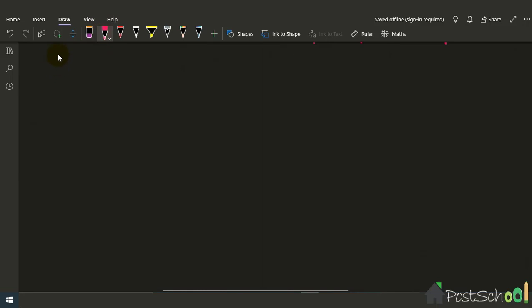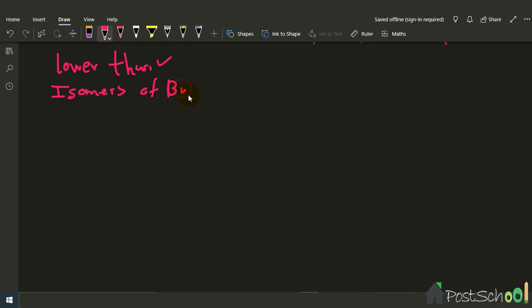So uqala uzosho ukuthi it is lower than, phela sikhuluma nge-isomer, that's a mark, and then bese uyasho ukuthi isomers of butane zoba nani, zoba na more branching. Phela ngithi isomer, it's the compound with same molecular formula but different structural formulas. So khumbula wonke nje lawa ma-definition, more branches okanye smaller surface area.